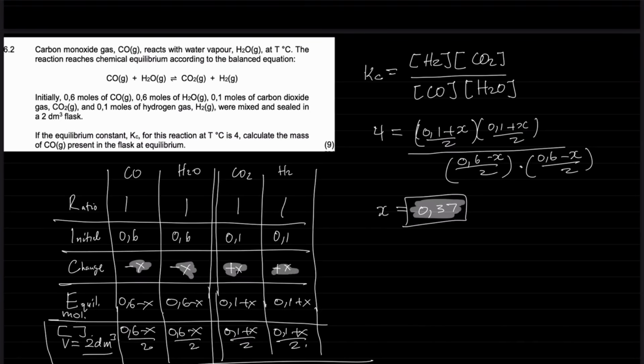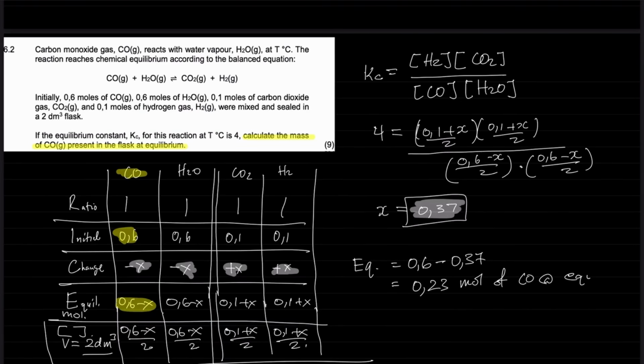Now remember, the question is asking us to calculate the mass of CO present in the flask at equilibrium. So if we focus on CO, this is the initial, this is how much it changed by, this is the equilibrium moles. To calculate the equilibrium moles, it's going to be 0.6 minus 0.37, and that is equal to 0.23 moles of CO at equilibrium.